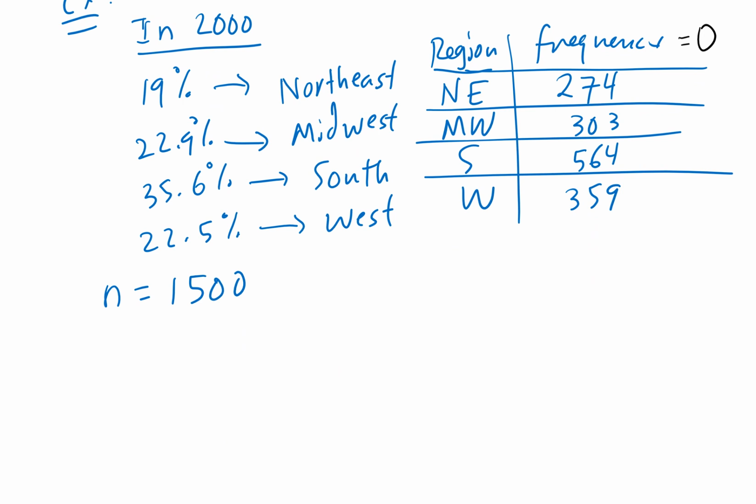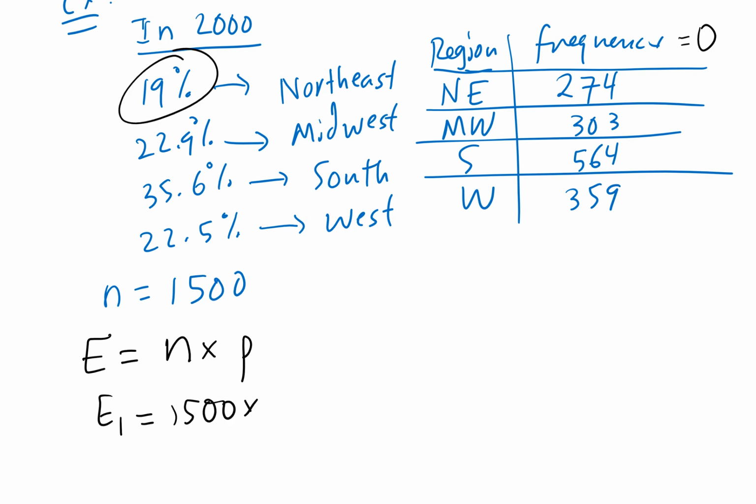So we need to find the expected counts. Here we have the observed counts. How do we find the expected? Remember, the expected is always the sample size times the probability. So the first one, I'm going to call it E1. E1 is the sample size 1500 times the probability 19%. So 1500 times 0.19, and if you do so, you get 285.